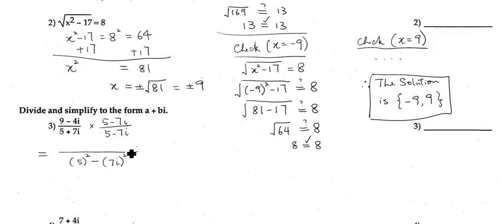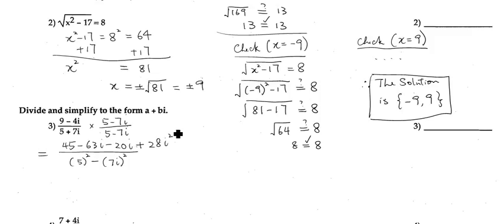9 times 5, 45. Minus 9 times 7, 63i. Minus 4i times 5, 20i. Plus 4i times 7i. So it's 28i squared.